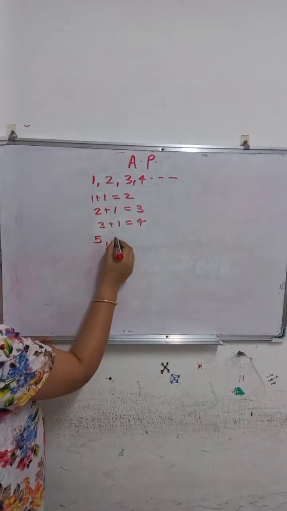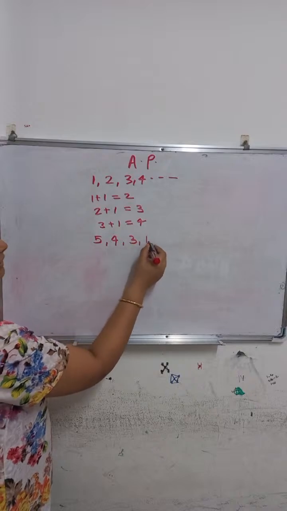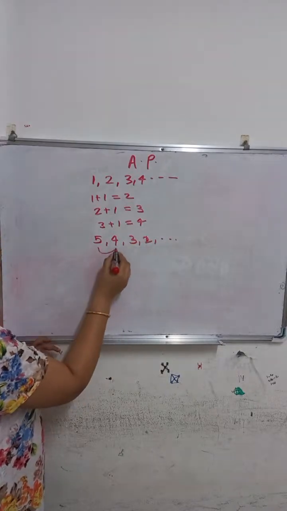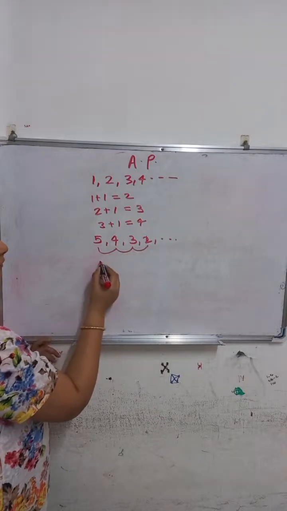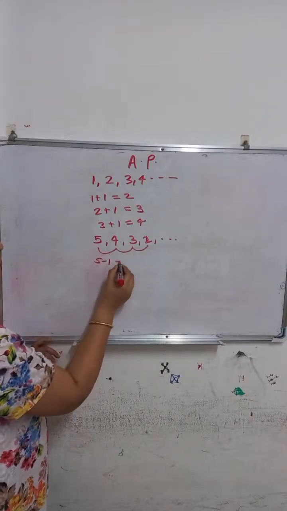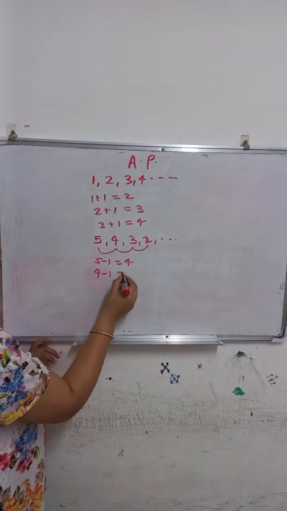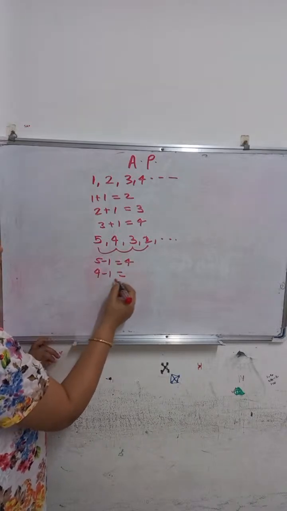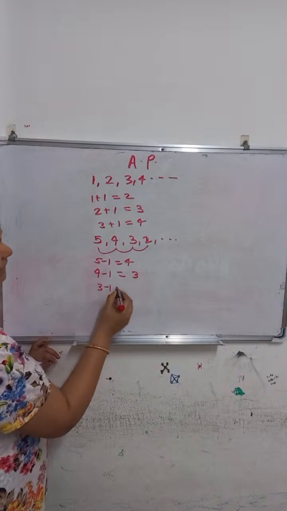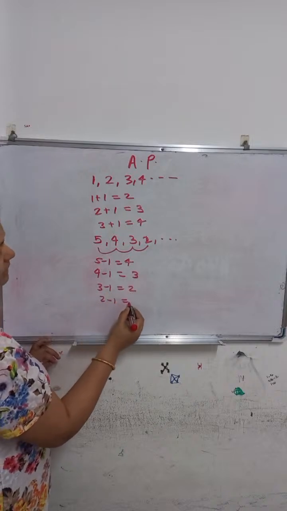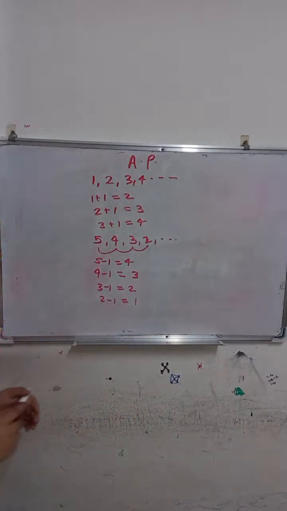Suppose I have this number. Here 5, then after that 4, then 3, then 2. Here 5, when you subtract 1, you will get 4. If you subtract 1 from 4, you will get 3. 3 minus 1 is 2, and again 2 minus 1 is 1. Like that, this pattern is repeating. The same counter is getting subtracted from the numbers. These are known as specific patterns.